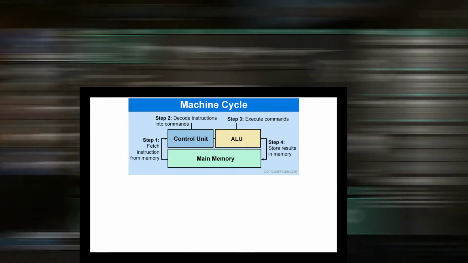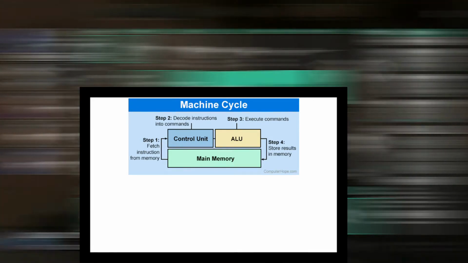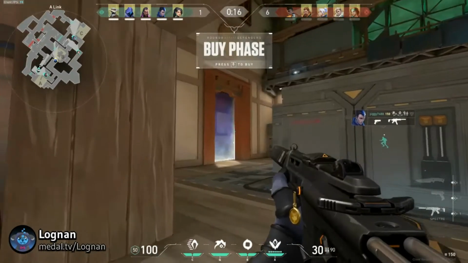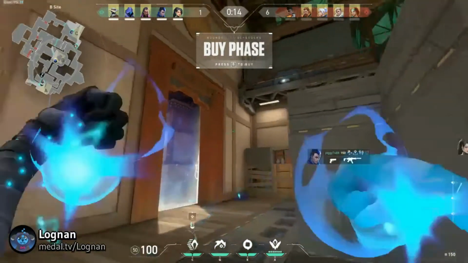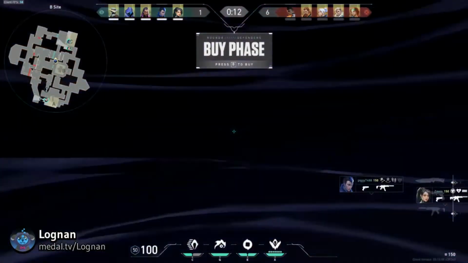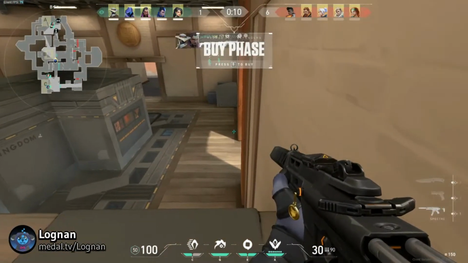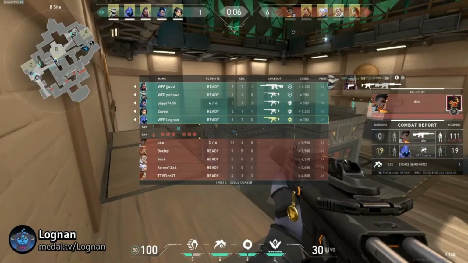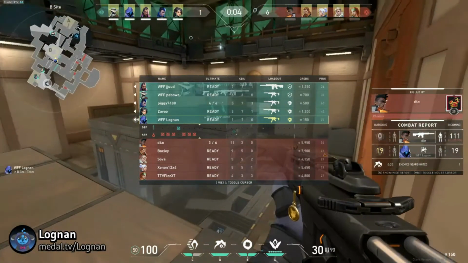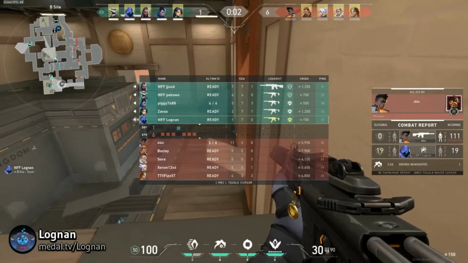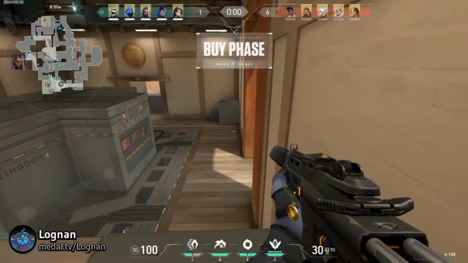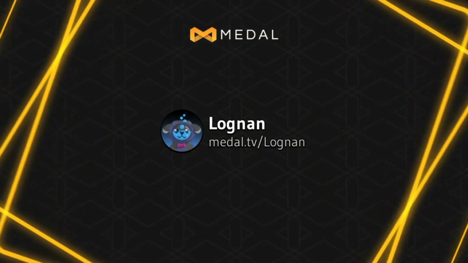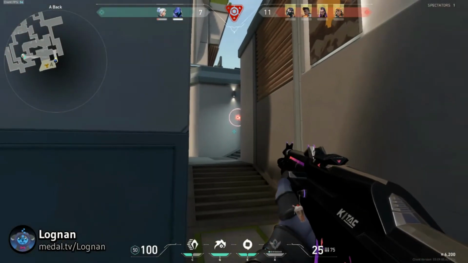The decoding process allows the CPU to determine what instructions need to be performed so that the CPU can tell how many operations it needs to fetch in order to perform the instruction. Then, during the execute process, the control unit of the CPU passes the decoded information as a sequence of control signals to the relevant function units of the CPU. So, this means that Valorant sends information to the CPU, and the CPU receives it, computes it, and executes it.